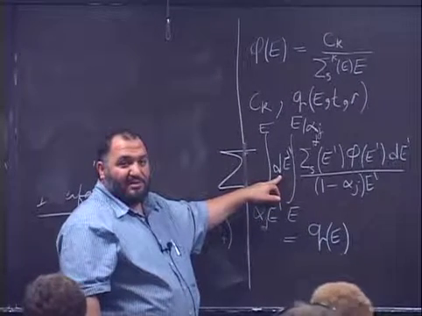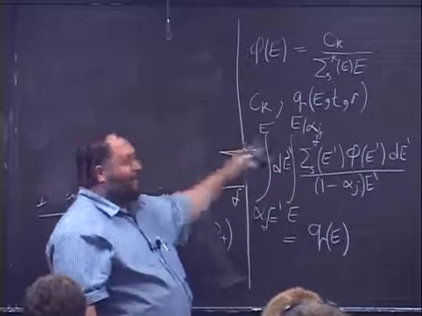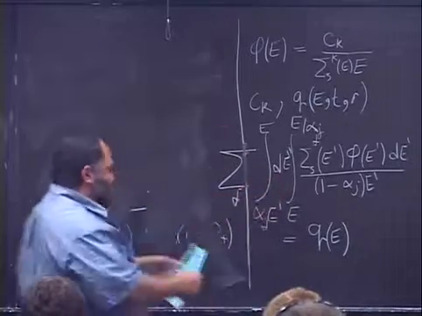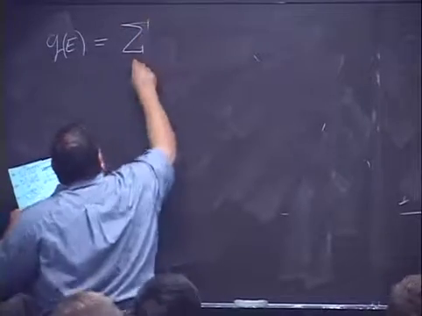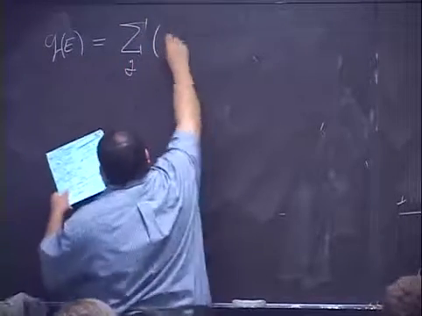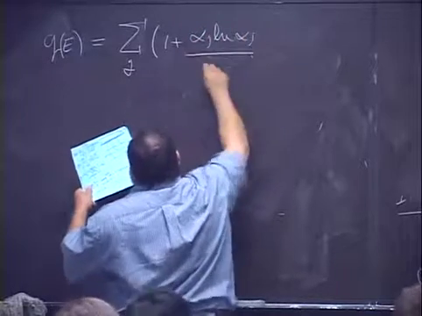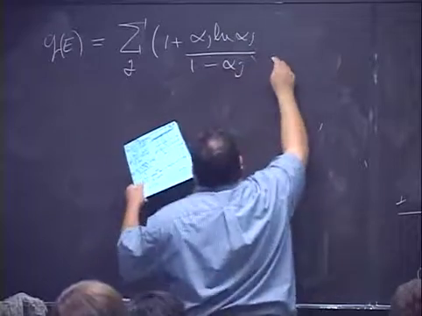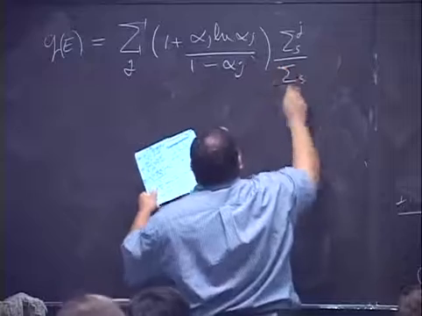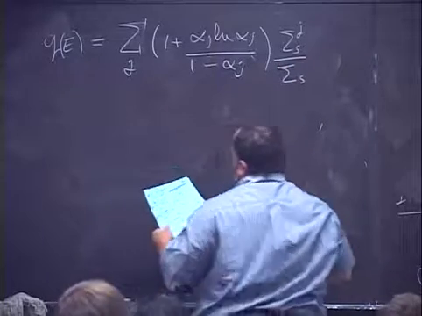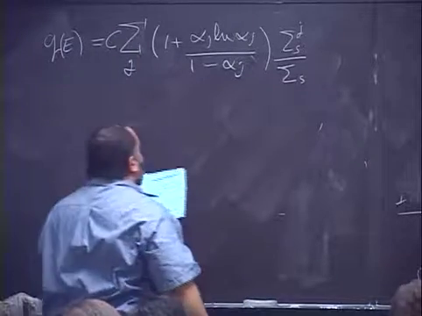dE double prime. What's the constant multiplied by dE double prime? So you will take the constant outside, then you will integrate over dE double prime, then you will get a bulky formula. So this formula is just the summation of J, 1 plus alpha J ln alpha J over 1 minus alpha J, all multiplied by sigma scattering J divided by sigma scattering. Okay, guys? And this is multiplied by C here.